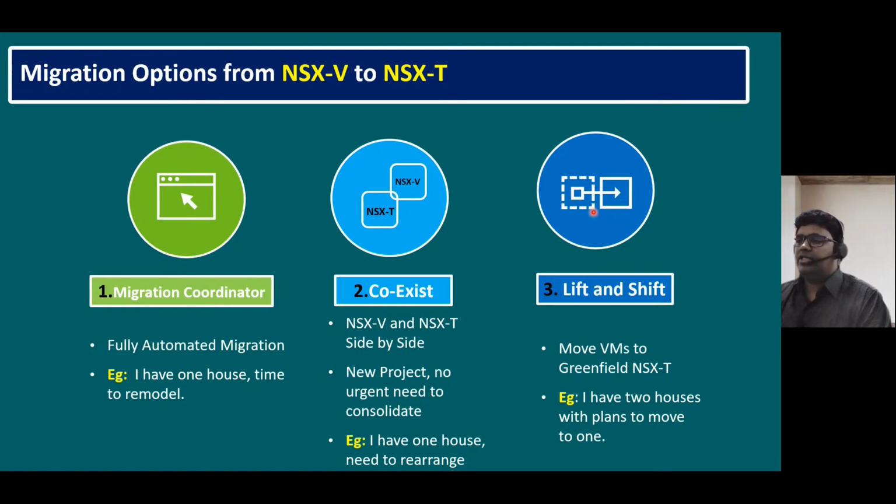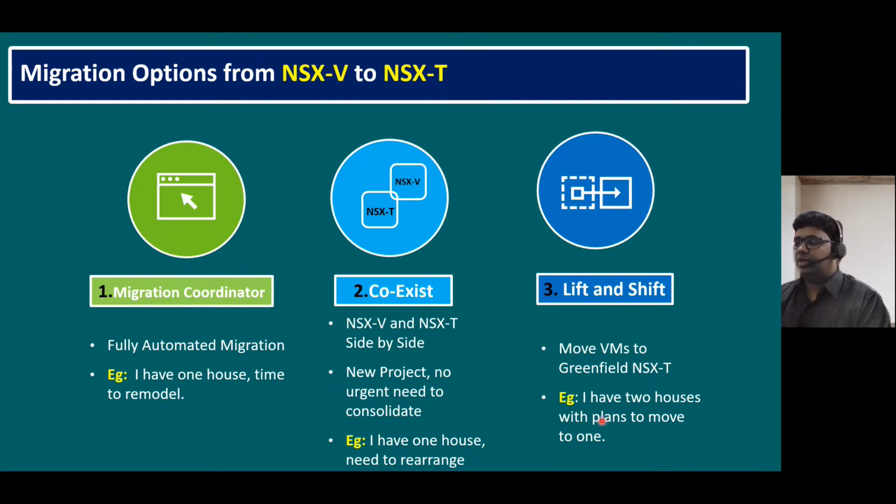And the third migration option is lift and shift. That means two completely different environments. We have to lift our NSX-V components and shift them to the NSX-T environment. So move VMs to a greenfield NSX-T. So lift and shift is mainly for a greenfield, and coexist is where there are some expected minimal downtimes. That is the reason coexist is considered a brownfield migration option.